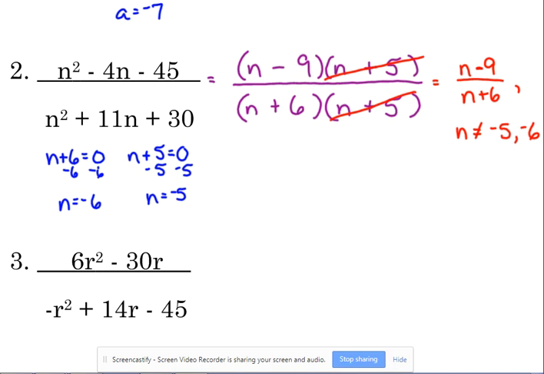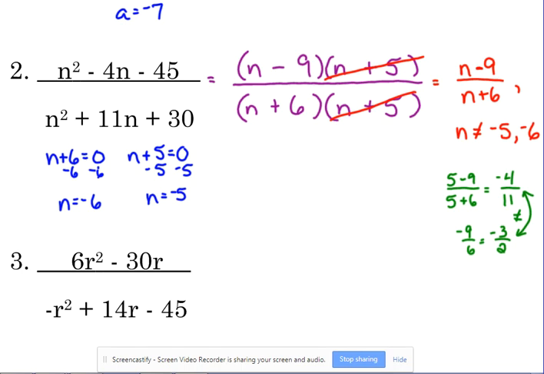If you don't believe me, let me pick a random number for n. Let's say 5. 5 minus 9 over 5 plus 6. So that gives us negative 4 over 11. Now, if I cancel those 5s, what would I get? Negative 9 over 6, which is negative 3 over 2. These are not equal to each other. So I just picked a number for n to prove to you that you can't cancel the n's. If I plug in 5, I could have plugged in any number.